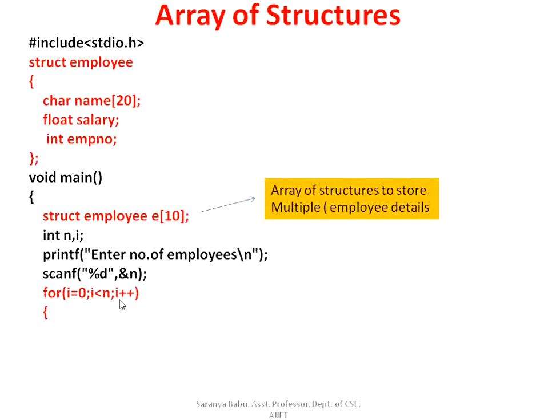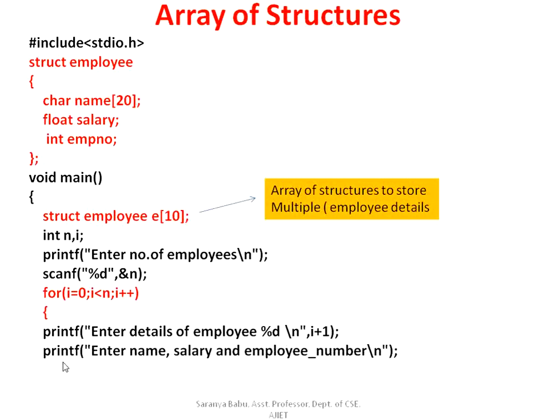For i equal to 0, i less than n, i plus plus, then printf enter the details of employee i plus 1. Suppose i is 0. So in the first iteration 0 plus 1, enter the details of employee 1. Then printf enter the name, salary and employee number. Then scanf percentage s, percentage f, percentage d. Percentage s is for name, percentage f is for salary, percentage d is for employee number. And where should it store? Before, I used to give e dot name, ampersand e dot salary, ampersand e dot employee number.